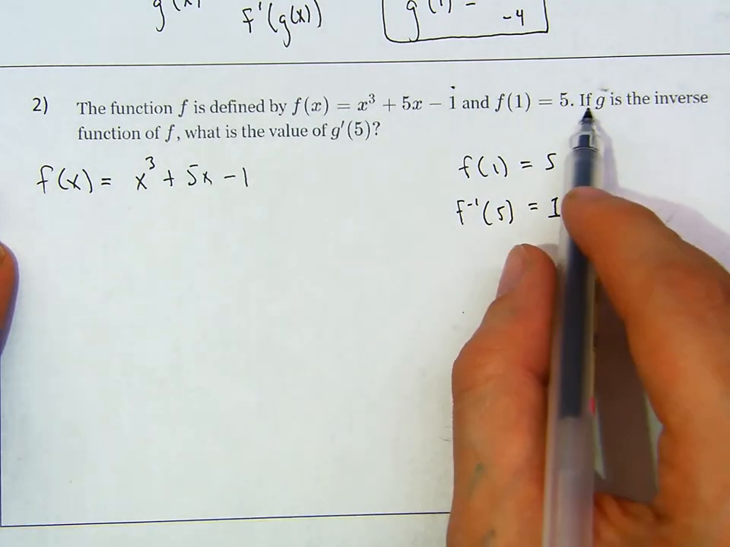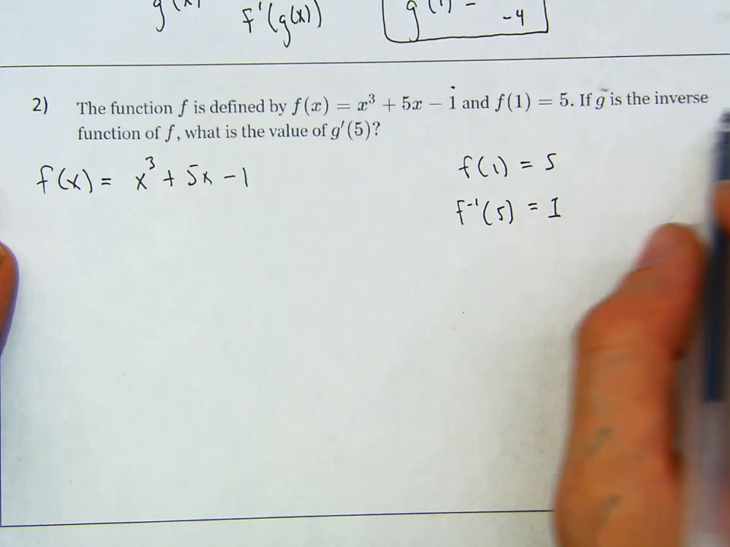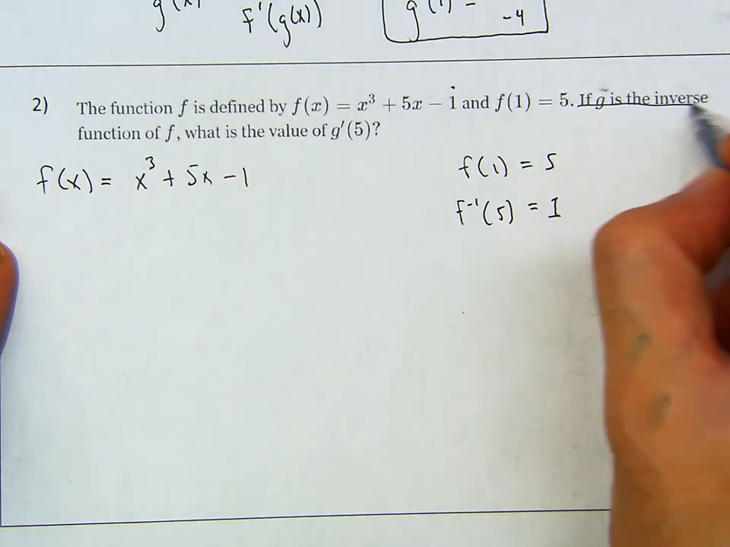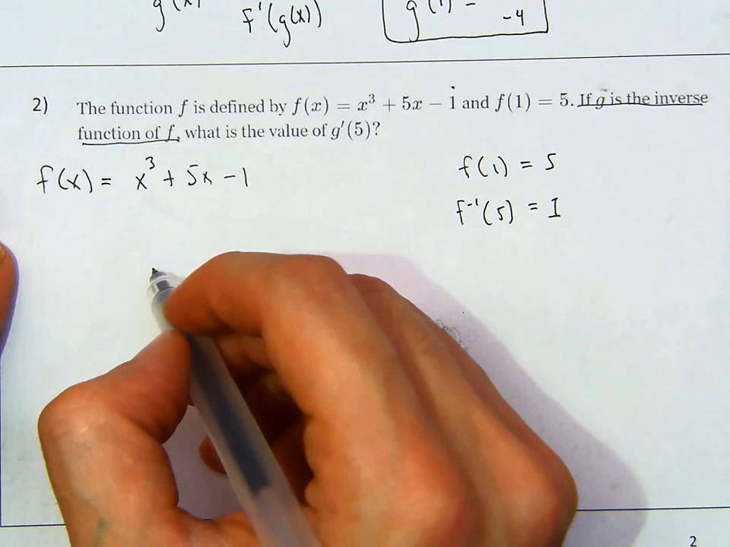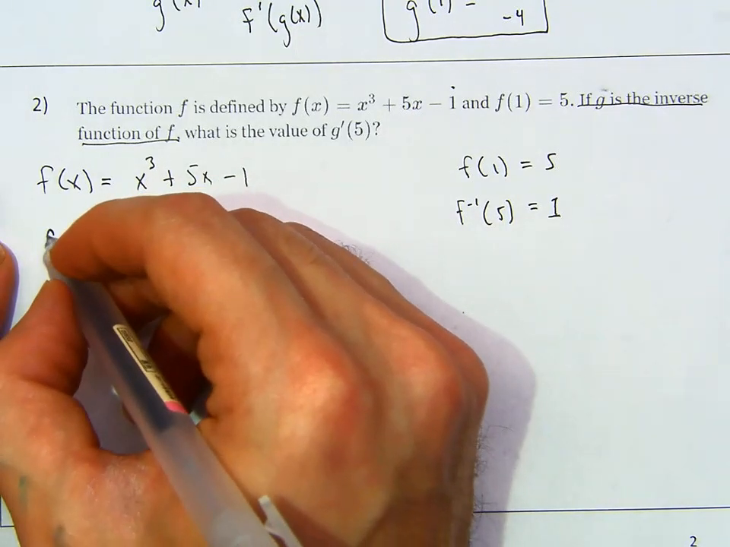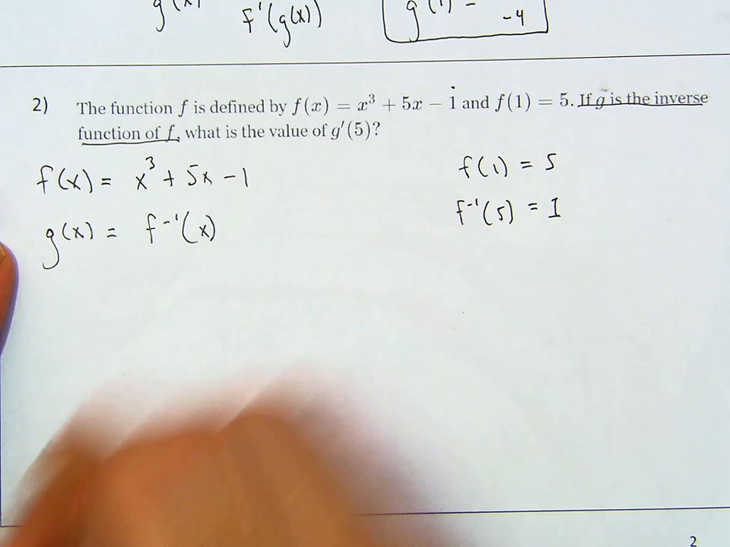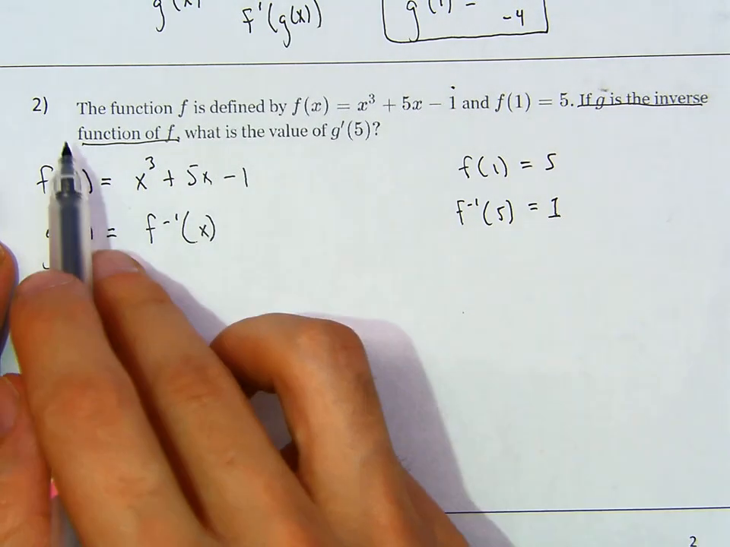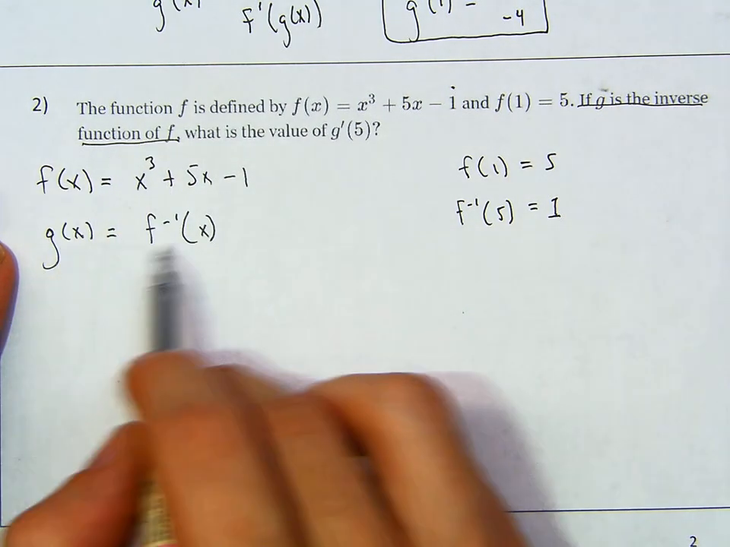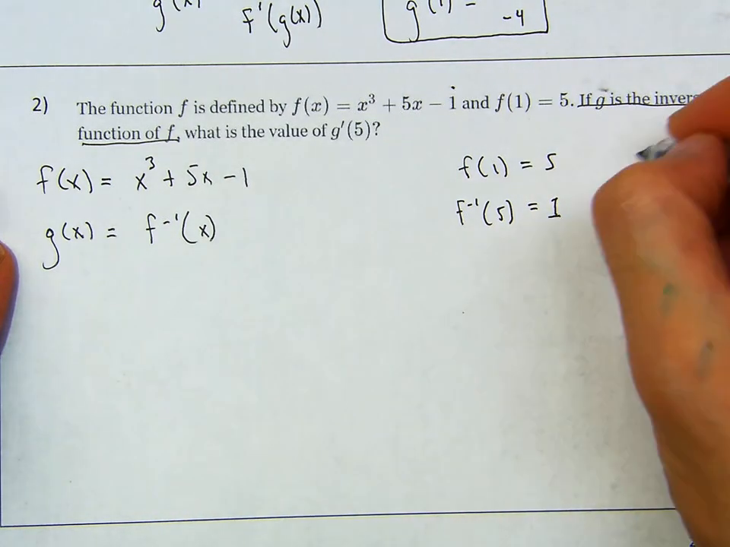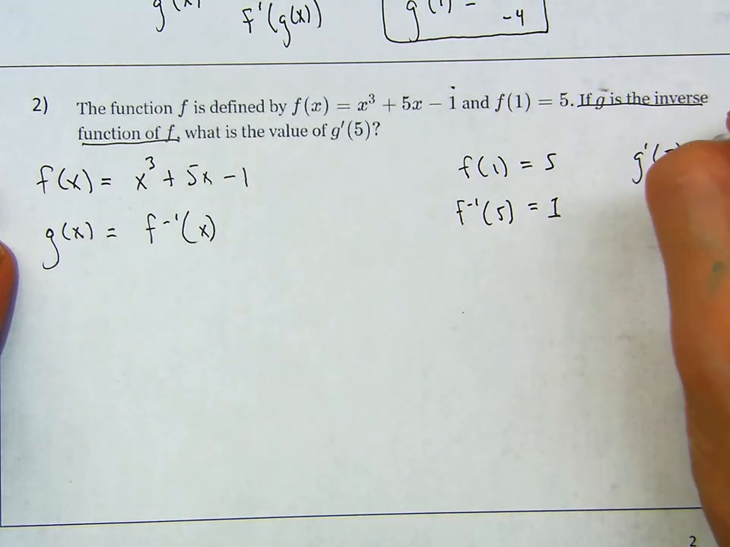Now, what's the next thing saying? It's saying if g is the inverse of f. So how do you translate this sentence into algebraic notation? All you're saying is g of x is equal to f inverse of x. That's how you translate this English statement into algebraic notation. It says, what is the value of g prime of 5?